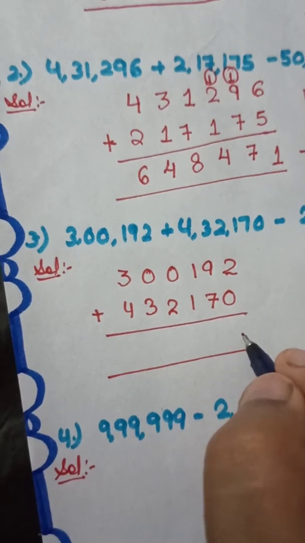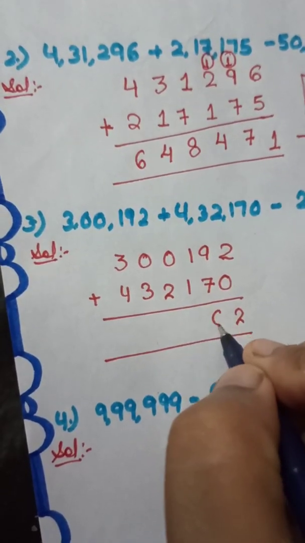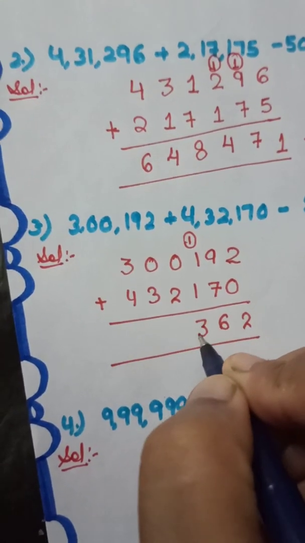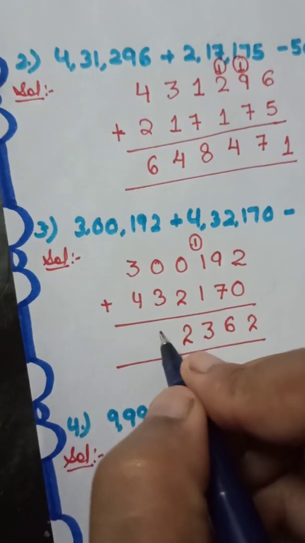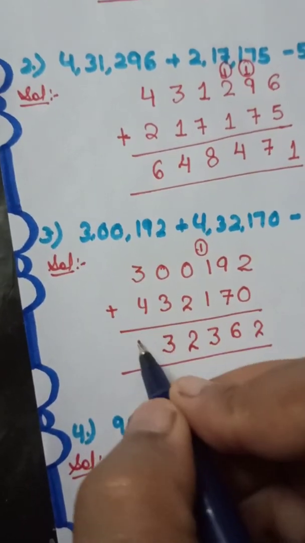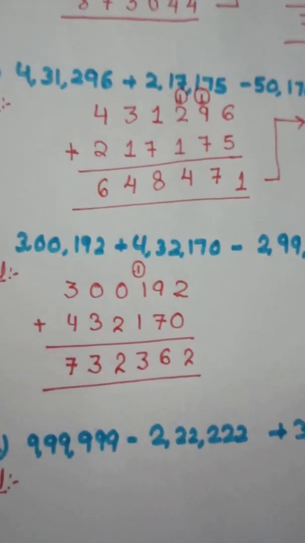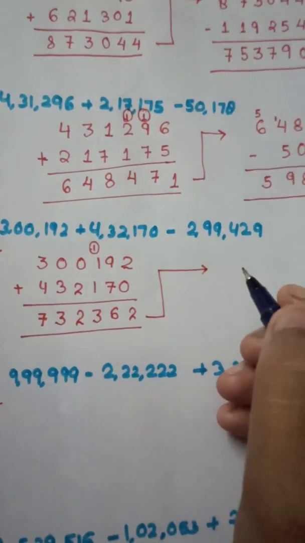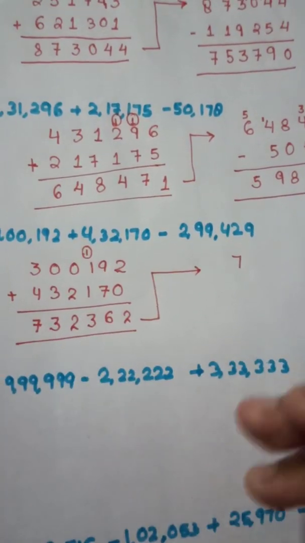Now 0 and 2, 2. 9 plus 7, 16. 1 1 1 3. 2 plus 0, 2. 3 plus 0, 3. And 4 plus 3, 7. Okay. Let us again mark an arrow like this. Write down the answer that we obtained over here.